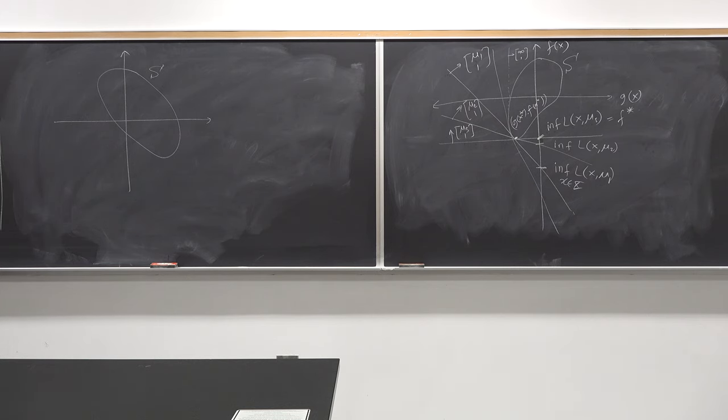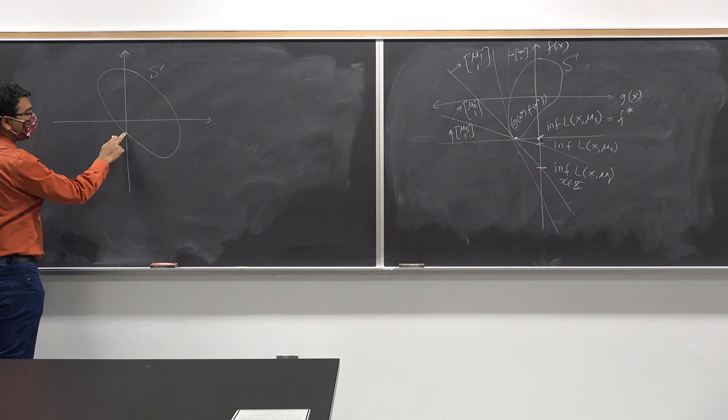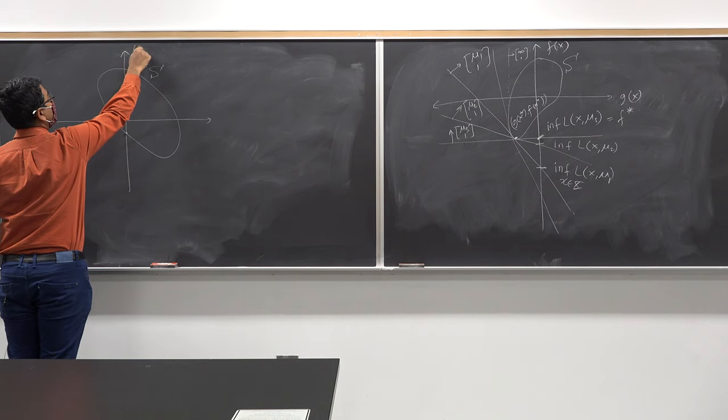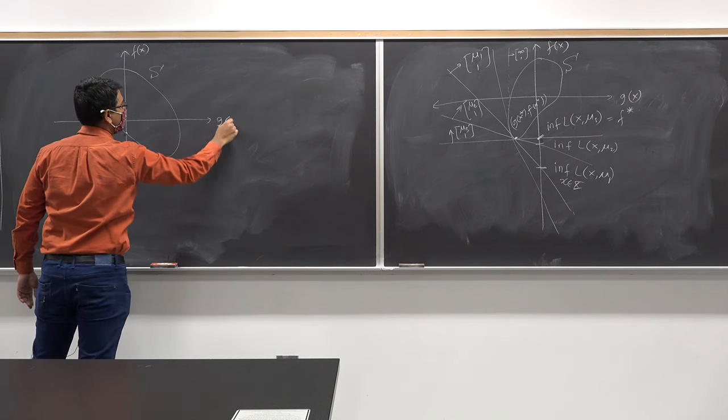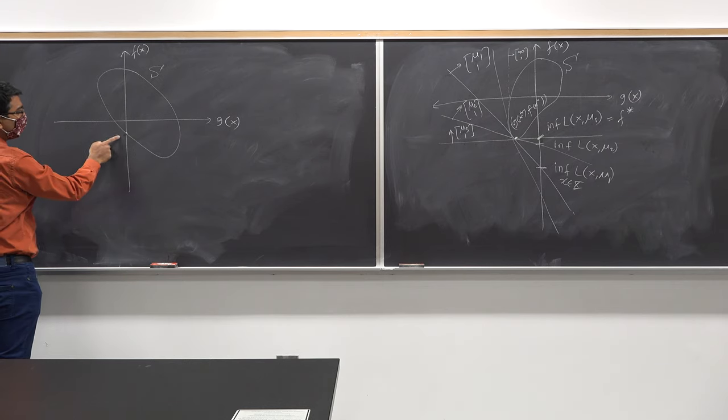So this is the set S. What's the hyperplane in which S is in the positive half space? So which is the optimal point? The optimal point is right here. At this point, g of x is less than or equal to 0, and f of x is minimized. This is f of x. This is g of x. So at this point, f of x is minimized, and g of x is less than or equal to 0.